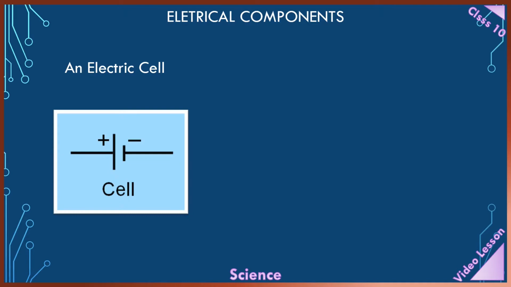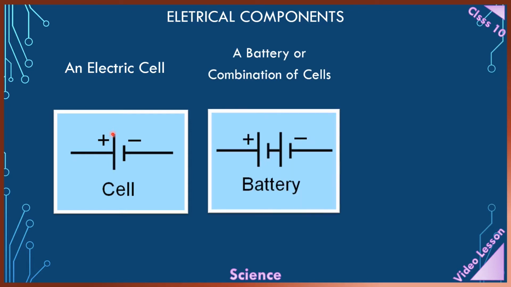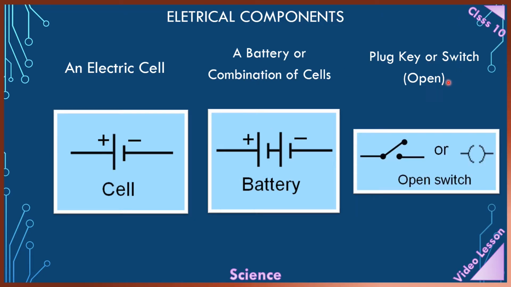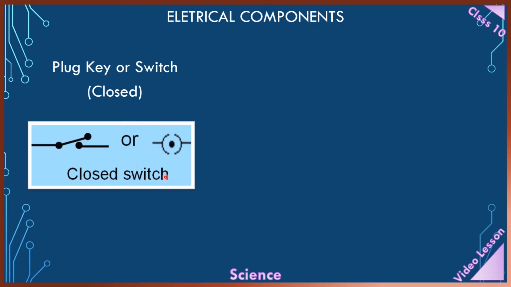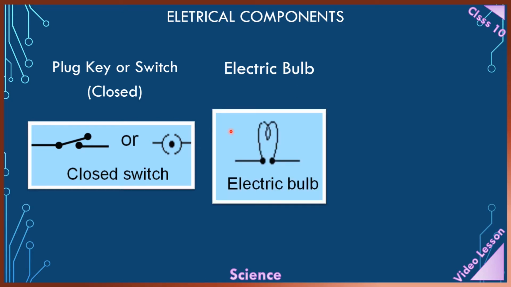An electric cell is represented by the following symbol. A battery or combination of cells is represented by the following symbol. A plug key or switch open is represented by the following symbol. A plug key or switch closed is represented by the following symbol. Electric bulb is represented by the following symbol.